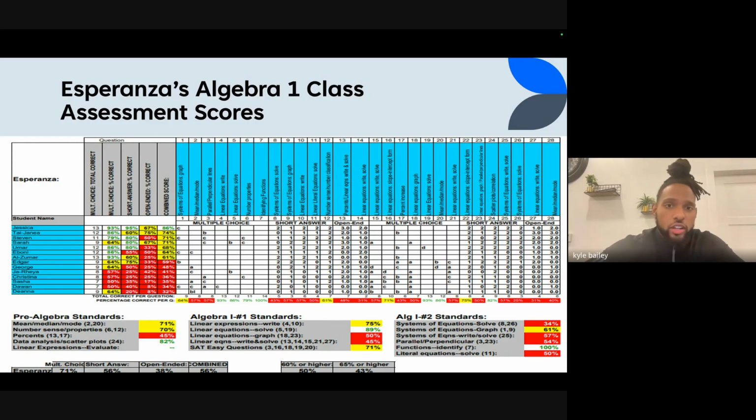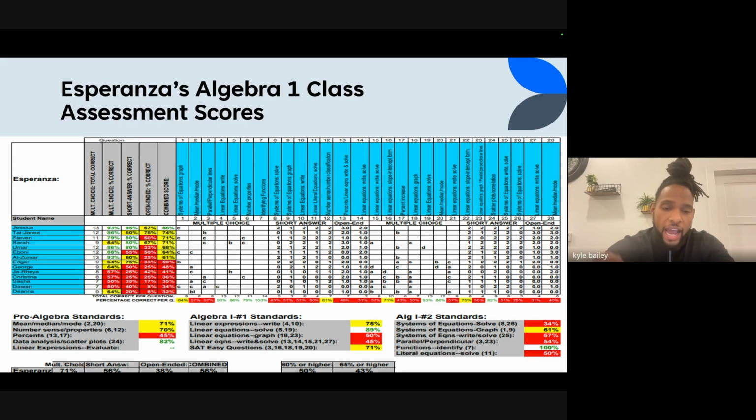To get us started, we're going to look at Miss Esperanza's Algebra 1 class assessment scores. This is what we're currently assessing. If you look at the assessment score sheet, the first column has our questions: multiple choice, short answer, open-ended, and then the combined score. From there, you can go into questions 1 through 28.